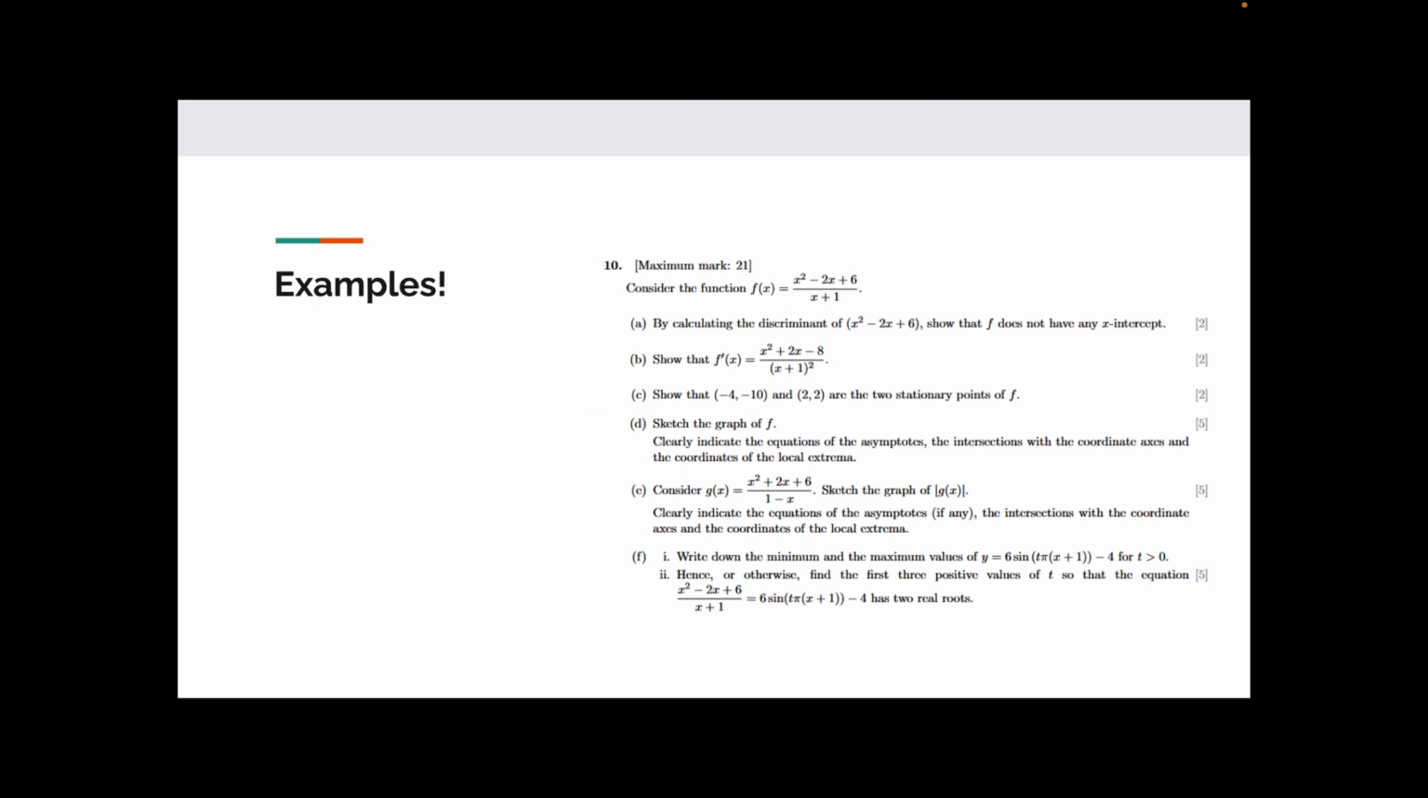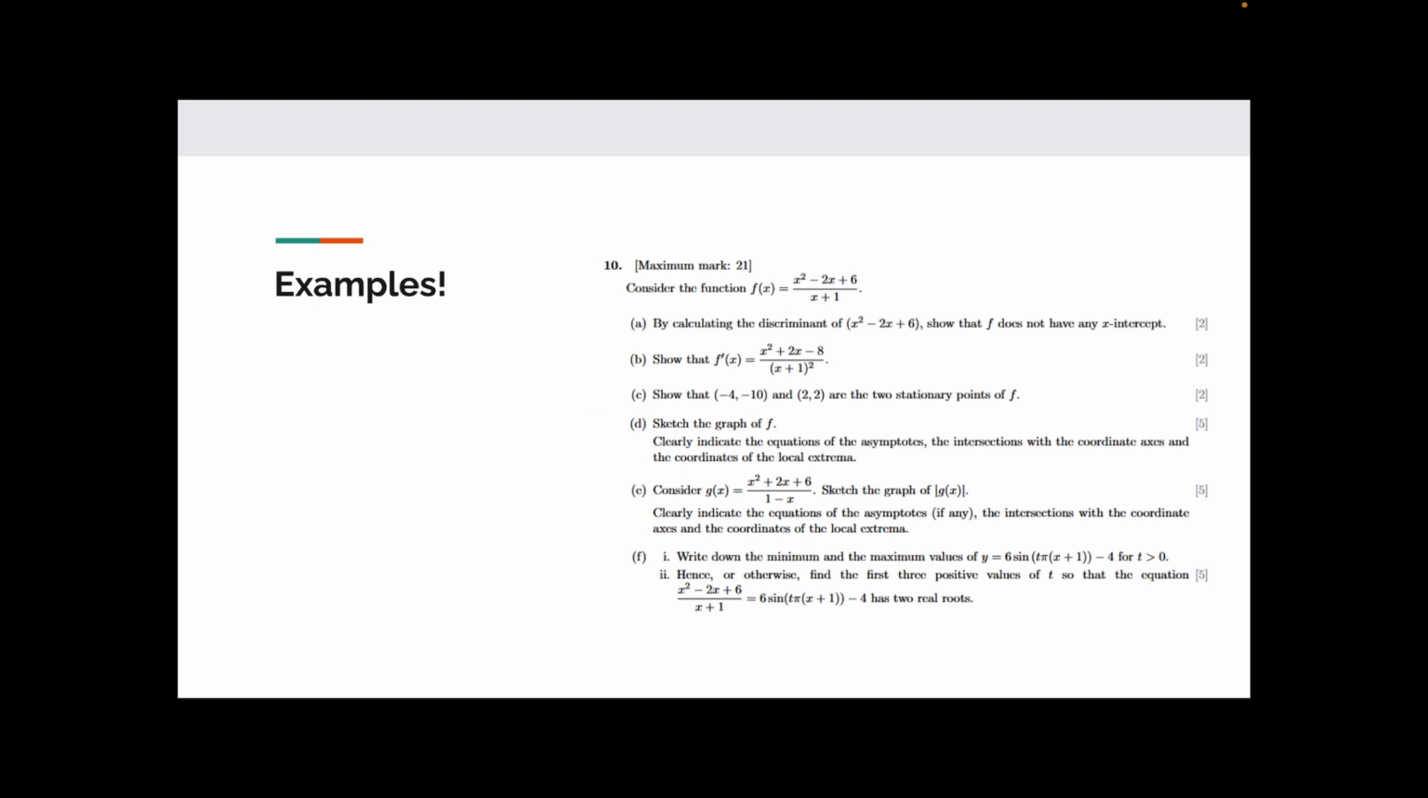For this question, we looked at a rational function, in this case, a quadratic over linear. So part A is simply on calculating the discriminant and showing it has no x-intercept. This question is honestly beyond trivial, but I just put it here for several reasons. One, it's very hard for students to go wrong with this. Two, considering the rest of the paper, I have not tested the discriminant anywhere. So this just seems to be the perfect place for it.